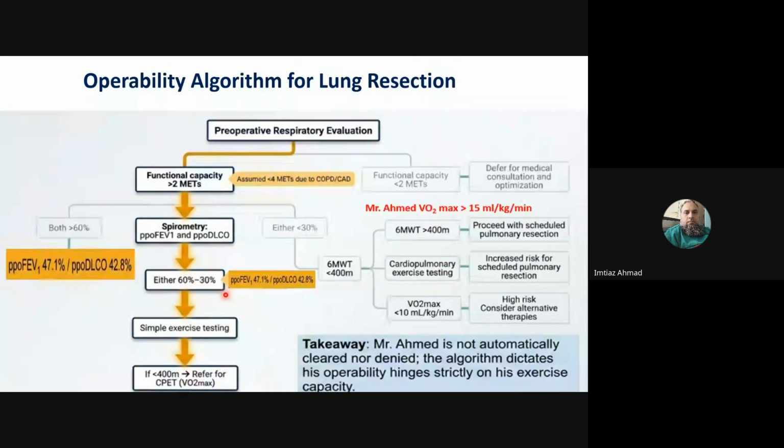But in this case, our patient has a predicted post-operative FEV1 value of 47.1% and DLCO of 42.8%. So he lies between 30 and 60%. We will have to do simple exercise tests like the 6-minute walk test. If his distance is less than 400 meters, cardiopulmonary exercise testing will be done. In our case, his distance was less than 400, so cardiopulmonary exercise testing was done. And Mr. Ahmad's VO2 max was more than 15 ml per kg per minute, making him fit for surgery.